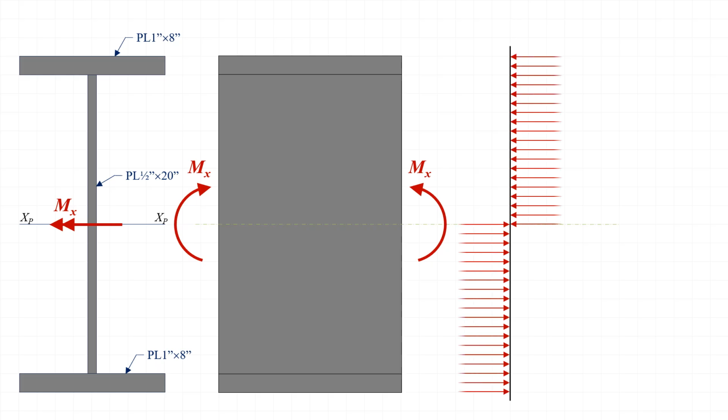With that, and assuming that all of the elements are loaded to their yield stress, the distribution of stresses on the section would look like this. This is referred to as a plastic stress distribution.